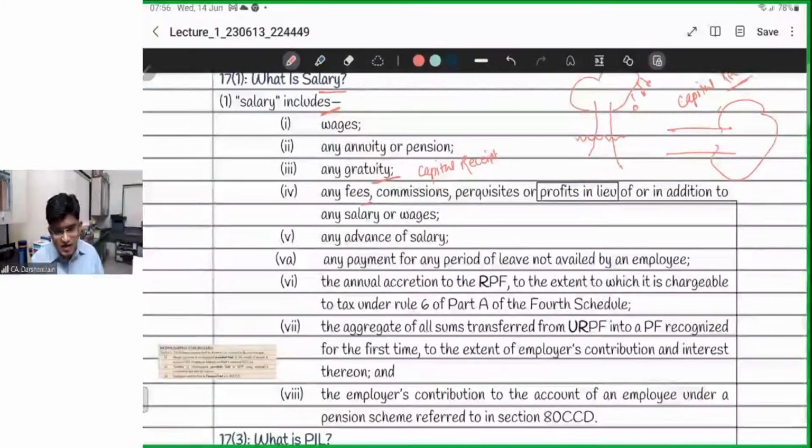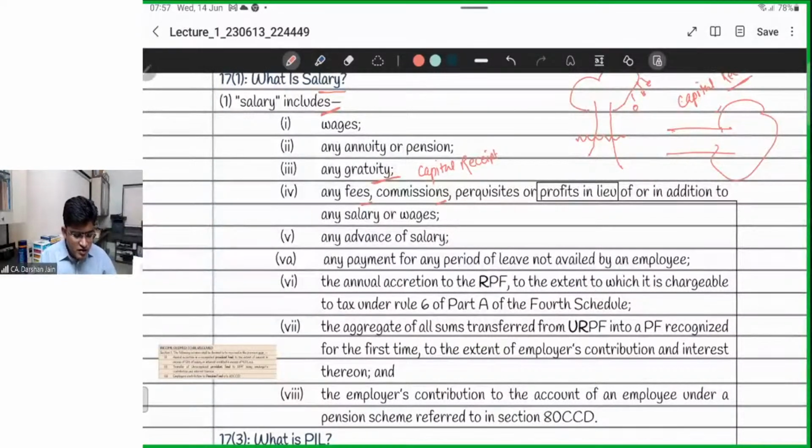Now that professor is an employee and the college pays paper checking fees to the employee. Now that fees would also become part of the salary. However, university is different. University paying to the professor who is employed with the college, there is no employer-employee relationship. That fees would become part of income from other sources. But college paying fees, it becomes salary.